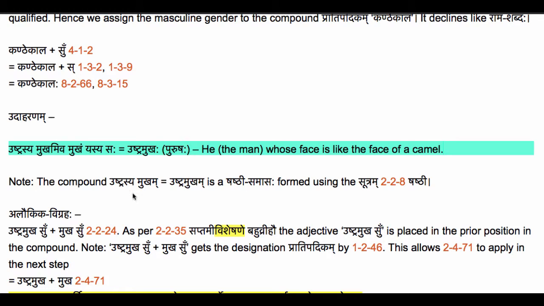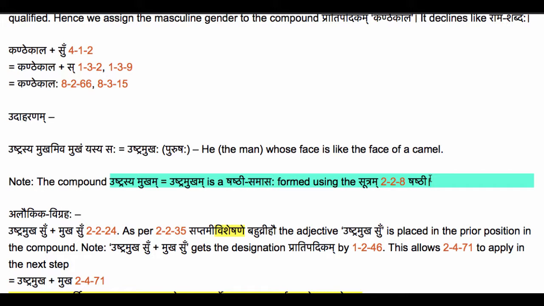Now the Purvapadam Ushtra Mukham is a very simple Shashti Tat Purushaha compound, nothing complicated there. The compound is broken down as Ushtrasya Mukham equals Ushtra Mukham. It is formed using the Sutram 2.2.8 Shashti, which we know very well.